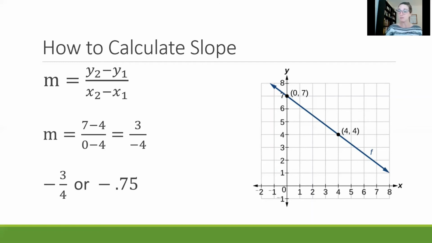Now with this line, before we even get started, we could have told you that it was going to be negative from what we just learned. The line moves downward from left to right. So we knew that whatever number we got was going to be negative. That's another good check to do at the end to make sure that the answer that you got from this equation makes sense with what you know about positive and negative slopes.